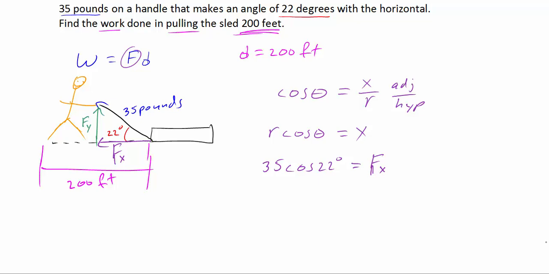Okay? So we need to take this amount and multiply that by the distance. Well, the distance we're moving this is 200 feet. So if we're trying to calculate the amount of work, that's going to be equal to the force, which is 35 times the cosine of 22 degrees, multiplied by the distance we're going to move this sled, which is 200 feet.